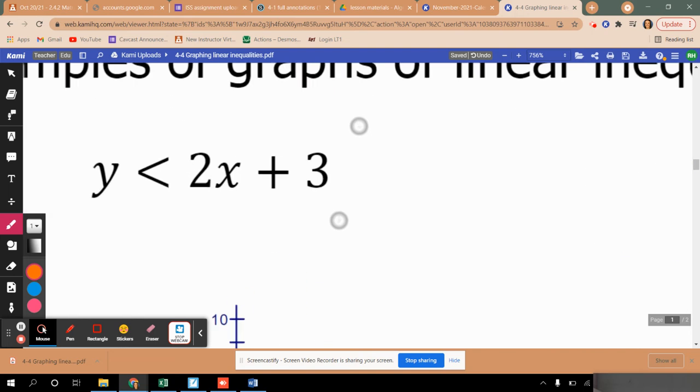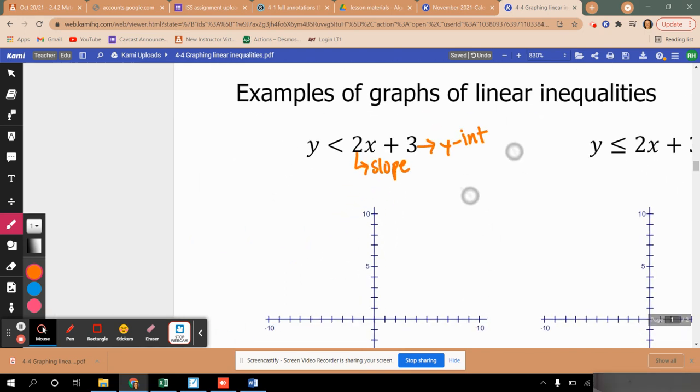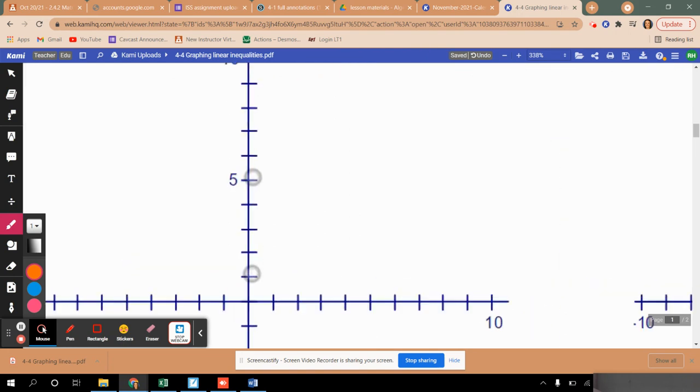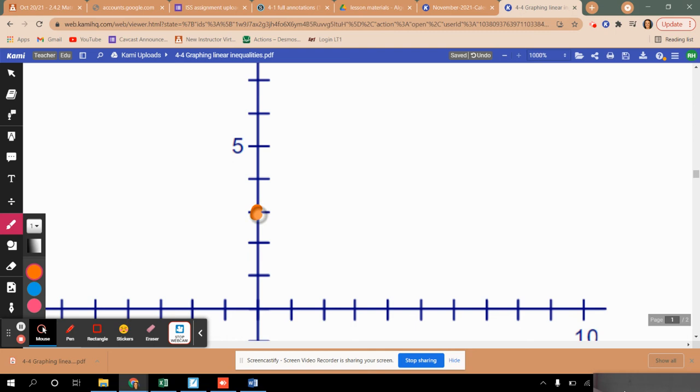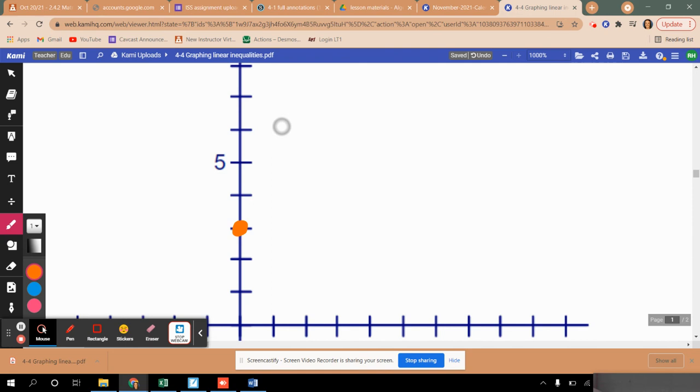So we have a slope of 2 and a y-intercept of 3. Graphing this, we're going to start off with our y-intercept. So we're going to go to 3 on our graph. 1, 2, 3. We got a point right there. And now let's make some more points. Our slope is 2, which is 2 over 1. So we're going to rise 2, run 1. Rise 2, run 1 will be right there.